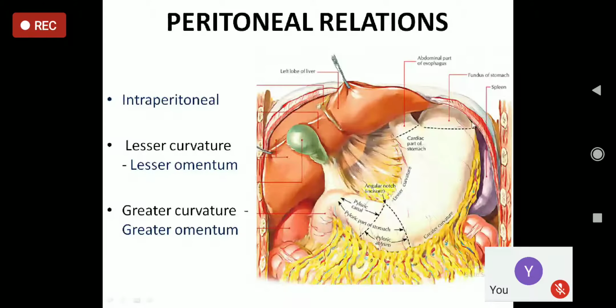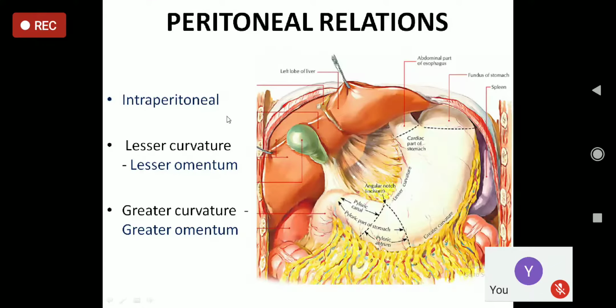Okay. And then from the greater curvature, two layers of peritoneum reflect downward in the form of the greater omentum. And here also, like the lesser curvature, the greater curvature is also a bare area of the stomach. Now get the points. When a structure is covered by two layers of peritoneum, and the two layers reflect from the lesser curvature, the lesser curvature will be devoid of peritoneum, and likewise the greater curvature, making both the lesser and greater curvatures bare areas of the stomach.